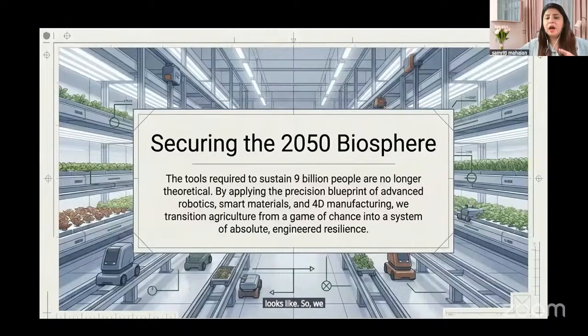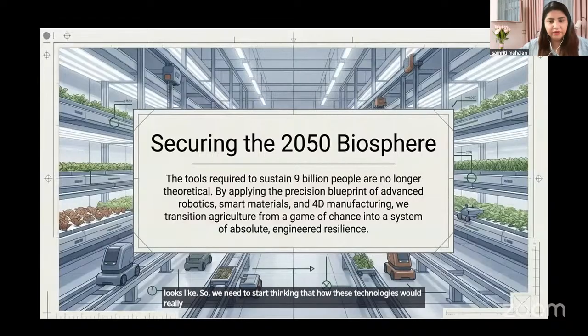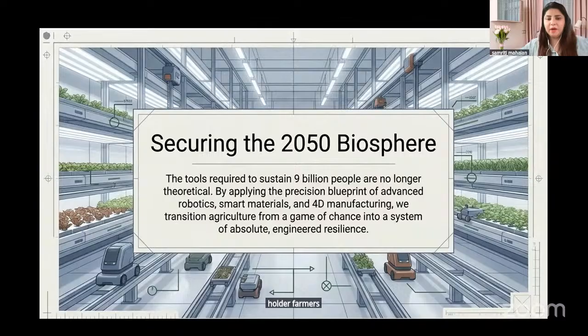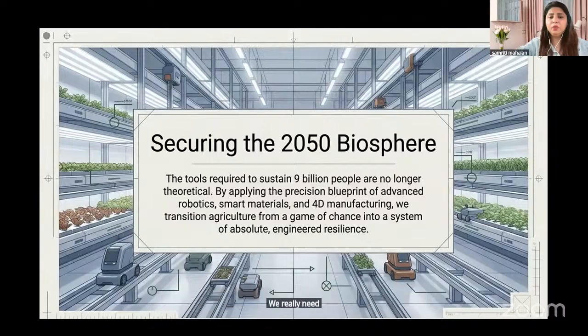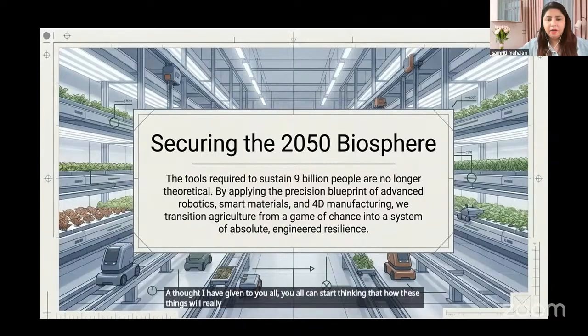So we need to start thinking about how these technologies would really work if we have smallholder farmers in the developing markets, and what the regulatory status of lab grown and 3D printed food will be. So that question needs to be in our minds. We really need to think about these things. That was a thought I have given to you all. You can start thinking about how these things will really work.